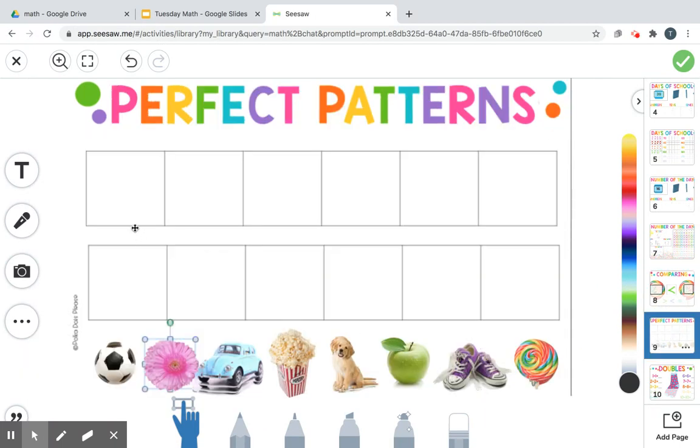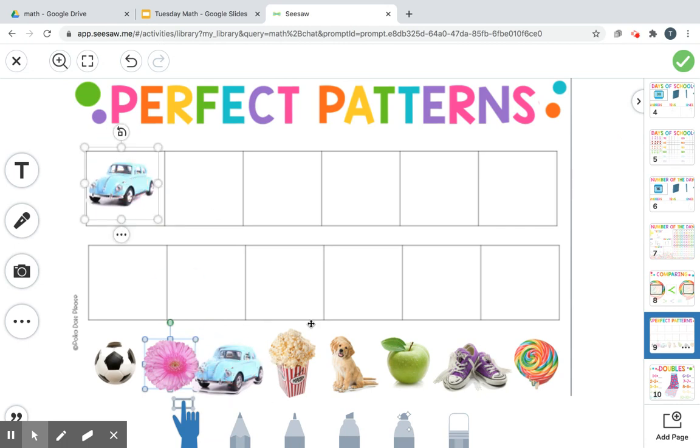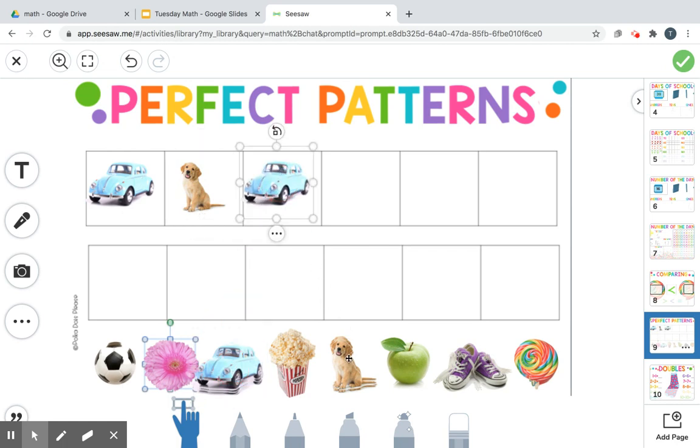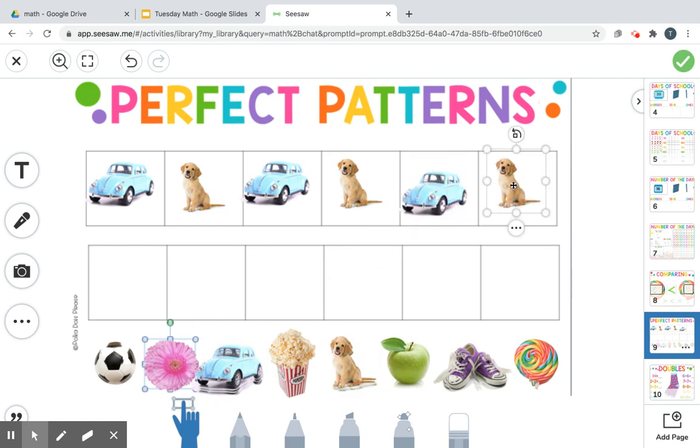Let's do a pattern. We're only going to do one on the top. Let's do an AB pattern. Remember, an AB pattern is two shapes that switch back and forth. Let's do a car and puppies. Here we go. Car, puppy. Car, puppy. AB pattern. So what comes next? Yeah, you said it. Car. Okay, what's here? Puppy. Good job.